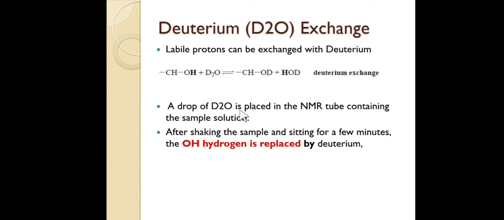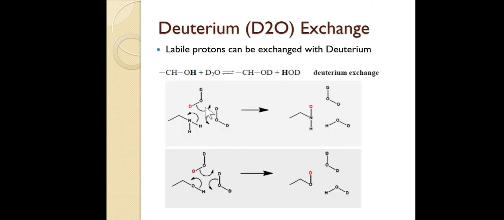To achieve the deuterium exchange, we need to put a single drop of D2O in an NMR tube containing the sample solution. After shaking and keeping for some time, the OH protons or any exchangeable proton is replaced by deuterium. This is so simple. Let's see some examples.